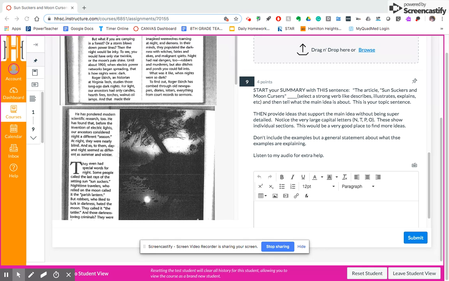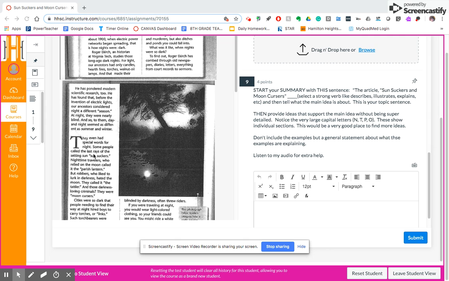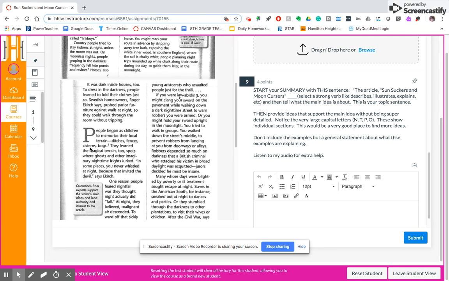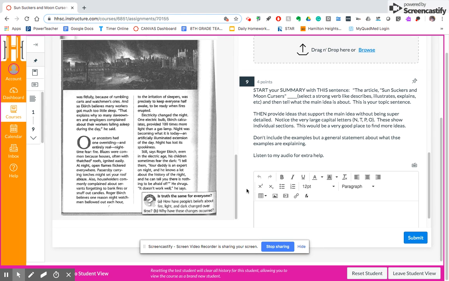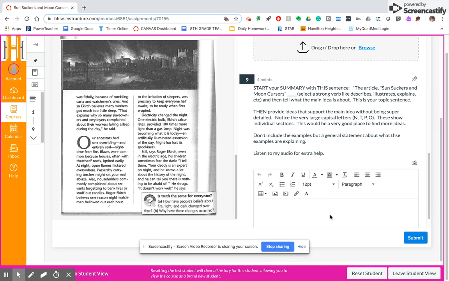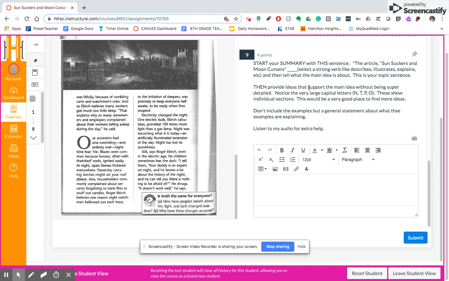Subtopics. Go back and look under, like, this is another heading. Then this looks like another heading, or section, I guess I should say. And this looks like a section. So your paragraph won't be much more than 4 to 5 sentences. 5 sentences at the very most, and very likely it could be just 4. So it says, provide ideas that support the main ideas without being super detailed. Notice those large letters that I showed you. These show individual sections. Don't include the examples, but a general statement about what the examples are explaining.